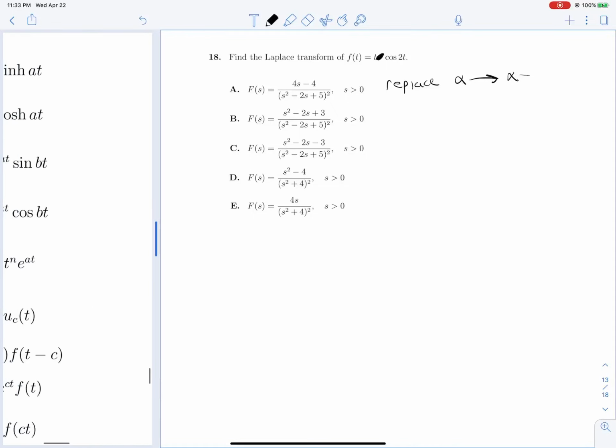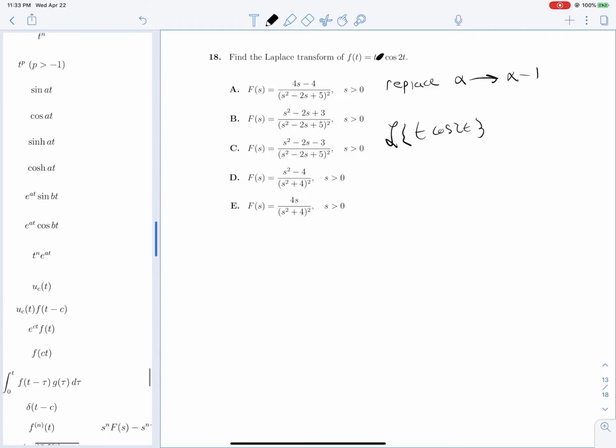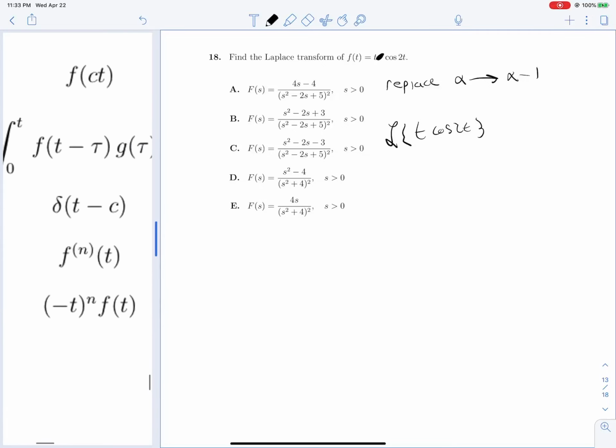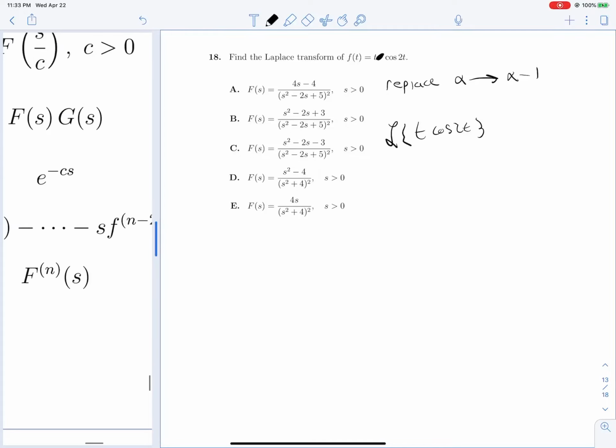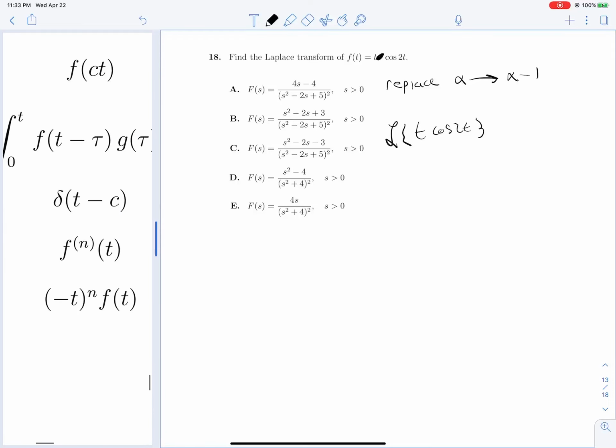Minus 1. Got it. Careful. And so now we're just taking the Laplace transform of t cosine 2t, and we will deal with this at the very end. This stumped me. I forgot that this was a thing, this final rule down here that says that negative t to the n times f of t is the nth derivative of f of s.